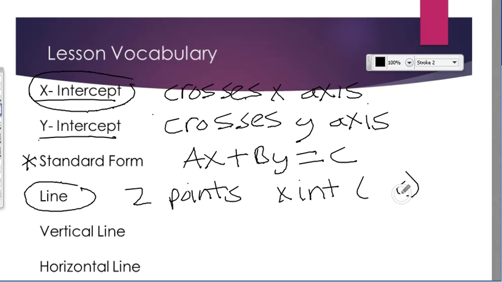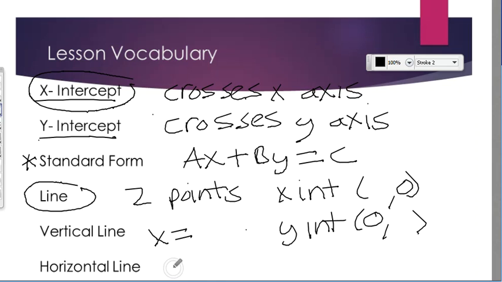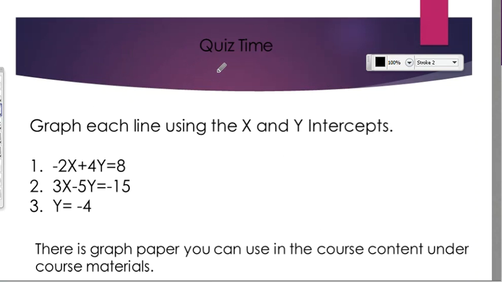To find the x-intercept, we let the y be 0 and solve for the x. And to find the y-intercept, we let the x be 0 and we solve for the y. Okay? Vertical line, we know that it's going to have an x equals equation, and it will only ever have an x-intercept. And a horizontal line is going to have a y equals equation, and it will only ever cross through the y-axis. Okay, so here is your quiz.